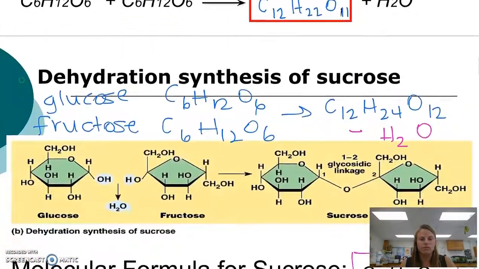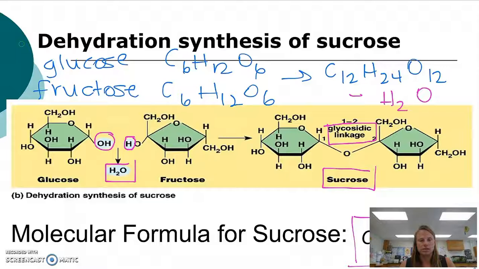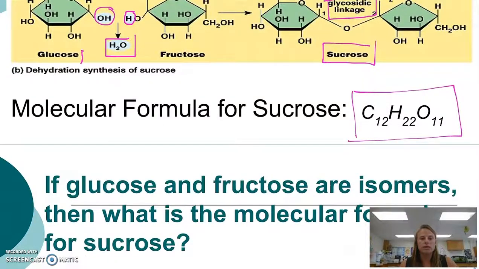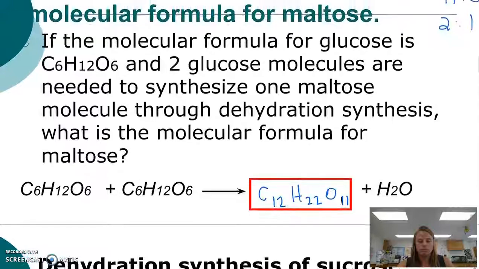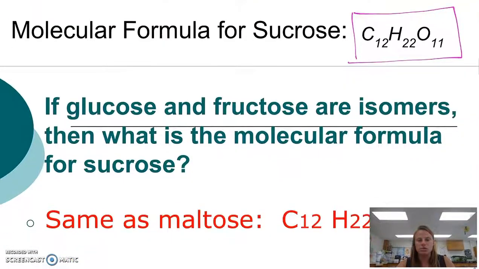Again, the same to form sucrose, right? We're taking glucose, removing a hydroxyl group from one and a hydrogen from the hydroxyl group of fructose to give us water, which will then join together to form sucrose via a glycosidic linkage, where the formula for sucrose and the formula for maltose are the same. So they are isomers.